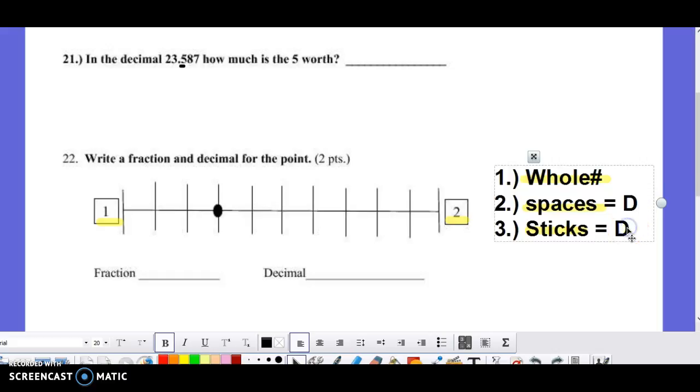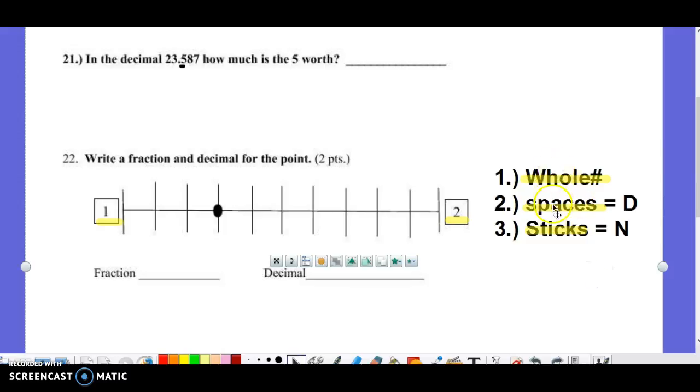And the sticks would be my numerator. So let's start with step 1. The whole number is going to be 1, and that's because my dot is placed in between the 1 and 2. Once you've identified that this is a whole number 1 and this is a whole number 2, you should be able to see that my whole number must be 1, because if it were 2, the dot would be somewhere to the right of the whole number 2.